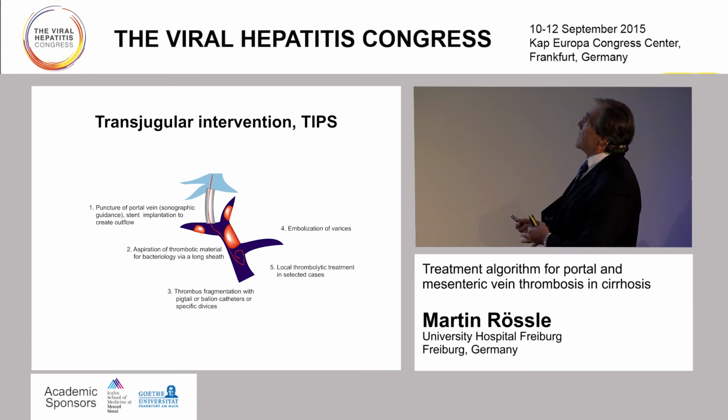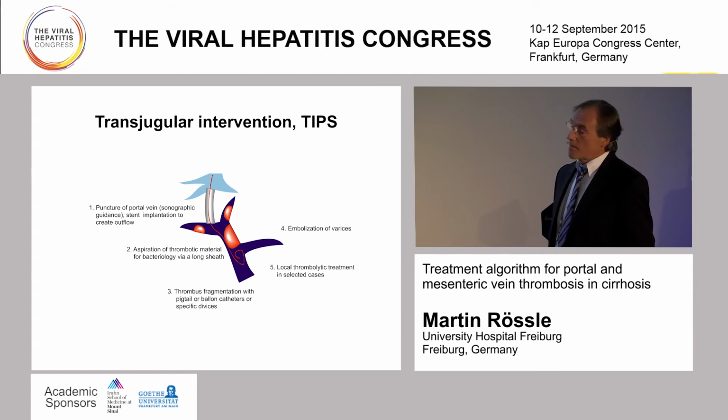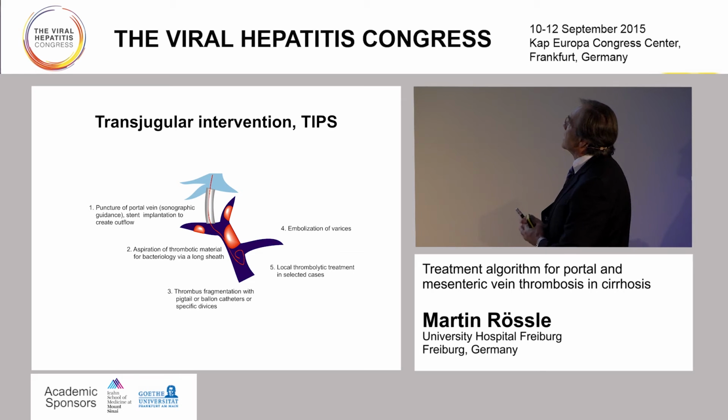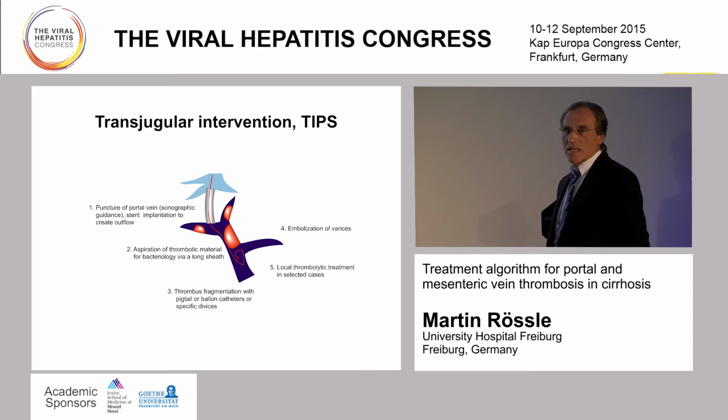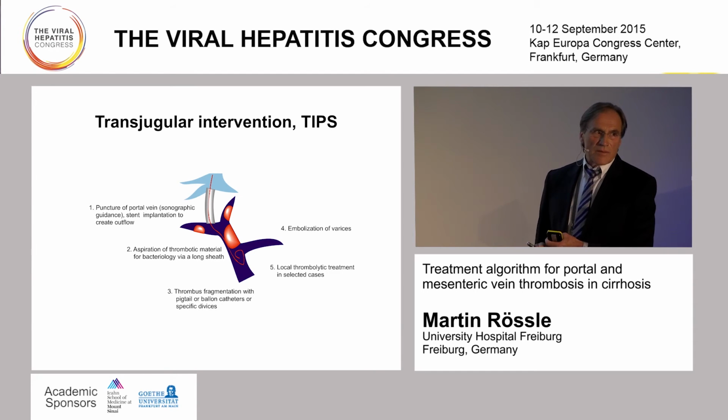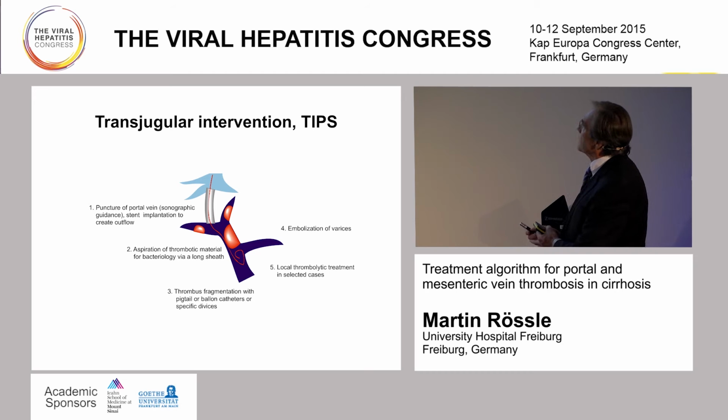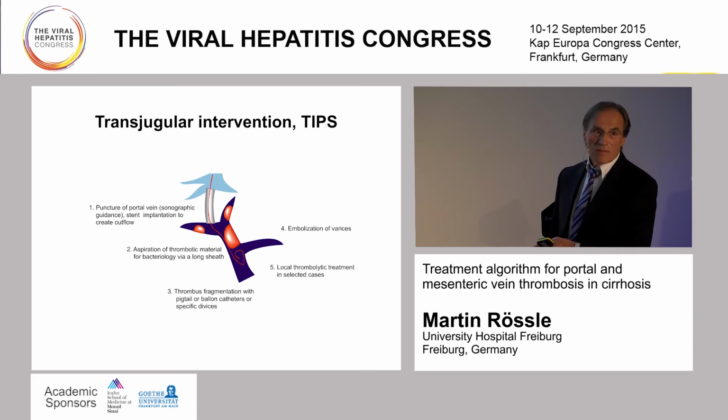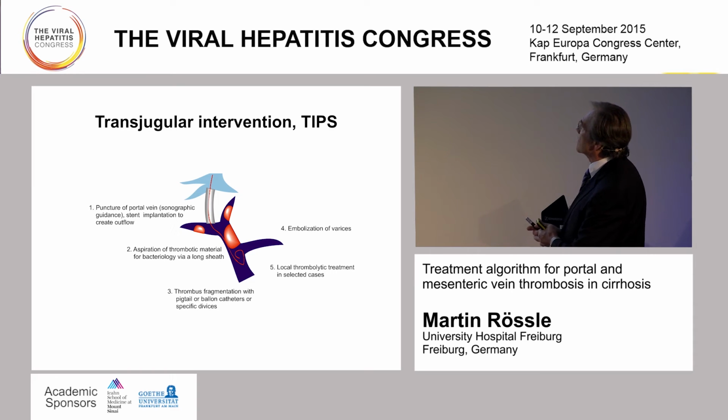Now, what about the transjugular intervention using TIPS and thrombolytic treatment? I show you the technical steps. First, you puncture the usually right branch of the portal vein. Then you implant a stent, because without having an outflow in these patients, the resolution of the thrombosis will be difficult or not possible. Then you can introduce a sheath and aspirate some thrombotic material for diagnostic reasons.